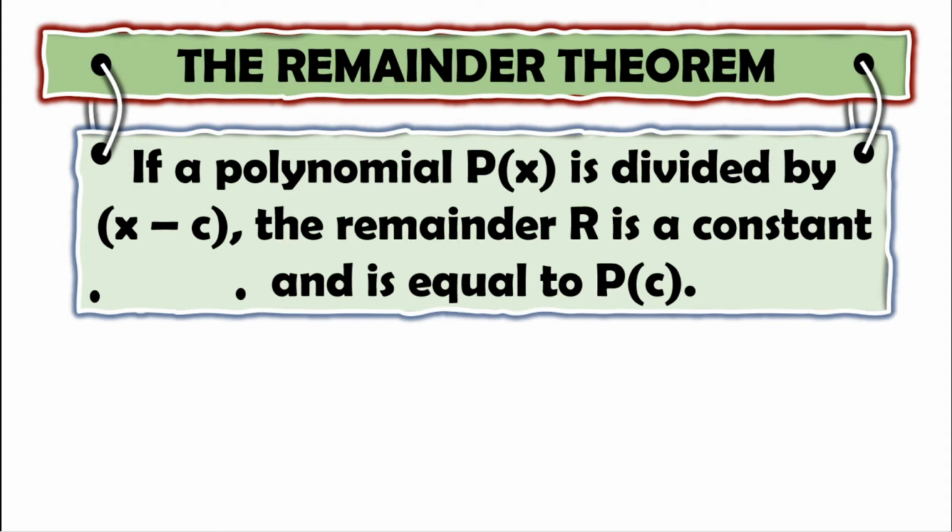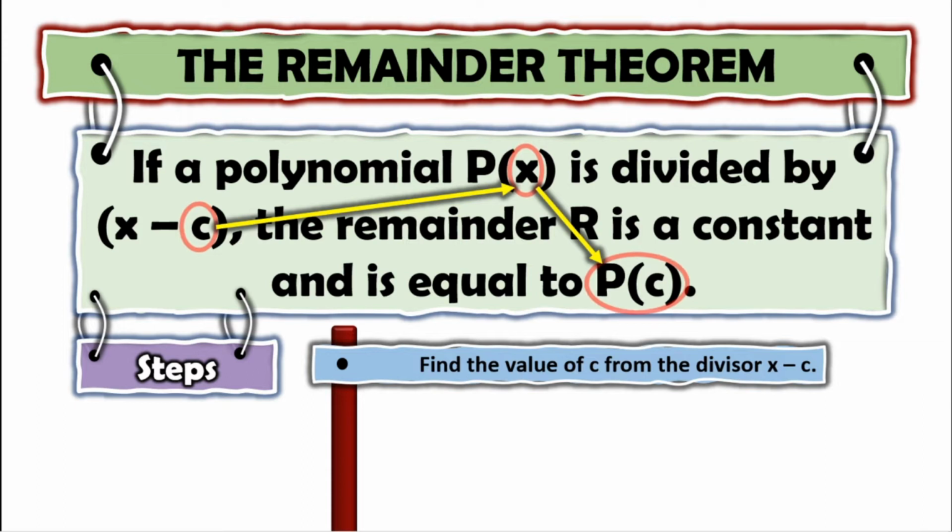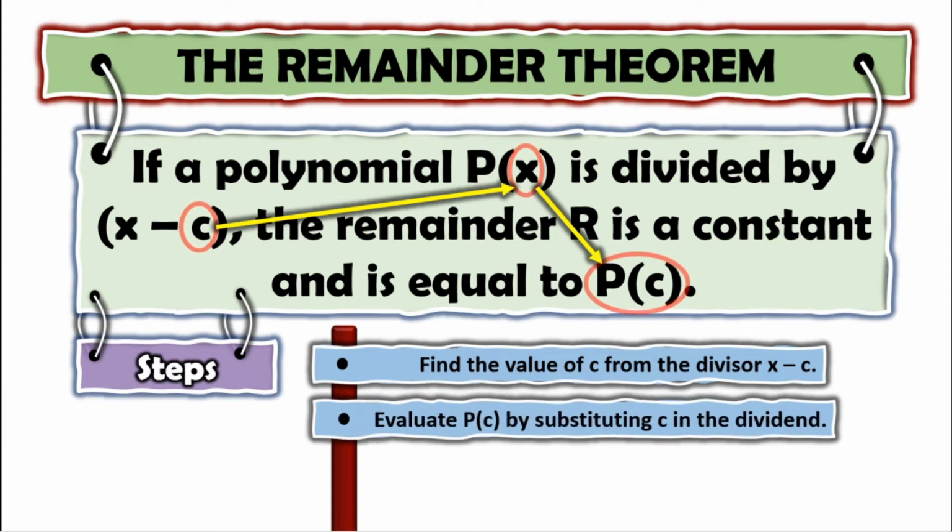Maaari nating gamitin ang synthetic division to find the remainder when we divide the polynomial by a certain linear binomial. Pero kung ang gusto lang nating kunin ay ang remainder, we can use the remainder theorem. These steps are: find the value of c from the divisor x minus c, and we can do this by simply equating the binomial to 0. Next step is evaluate p of c by substituting c in the dividend.